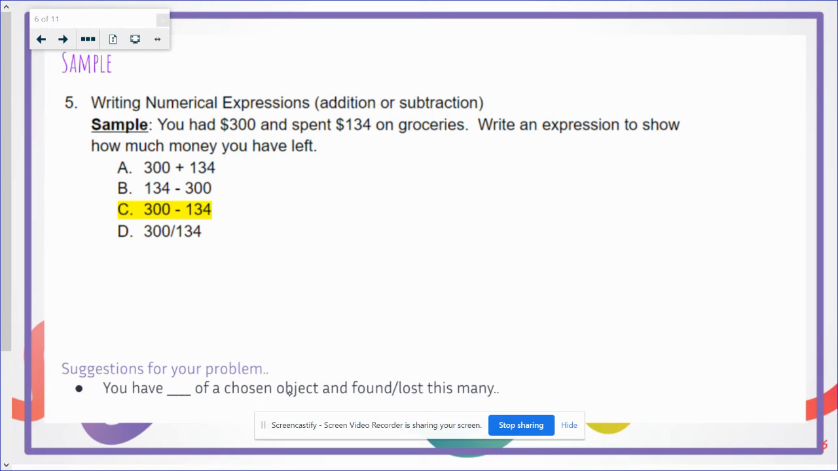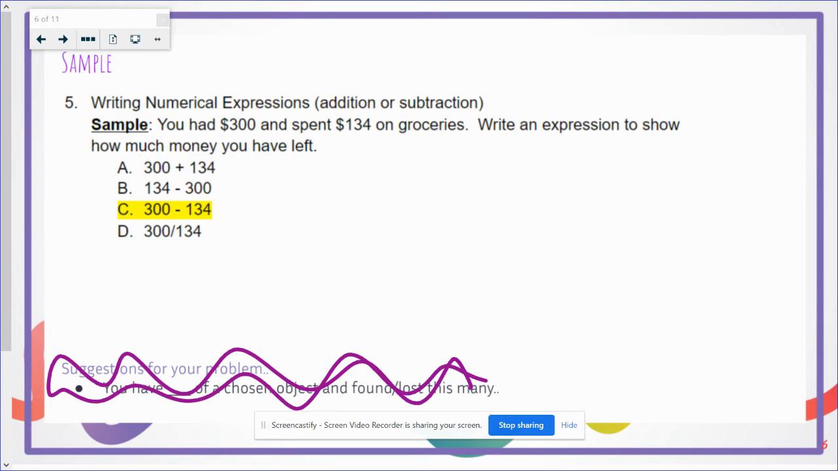All right, writing expressions. A couple of things. So remember, expressions have no equal sign. Expressions do not have an equal sign.